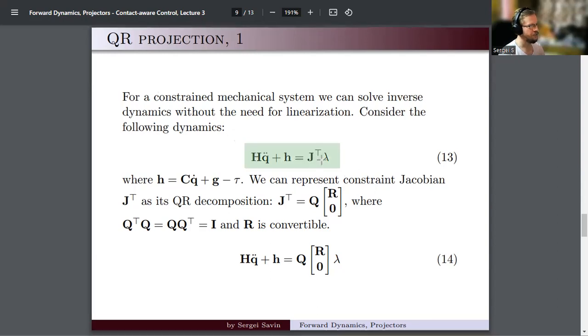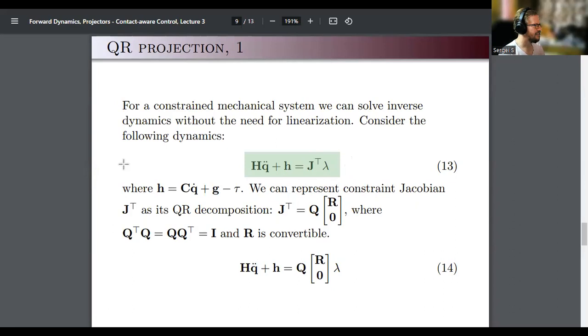Here are again our manipulated equations, and again our definition of what H is. Our constraint Jacobian, J transposed, can be rewritten using QR decomposition. QR decomposition is a new term that you haven't heard before. QR decomposition provides you this type of expression. Q and R are two matrices that you get after QR decomposition.